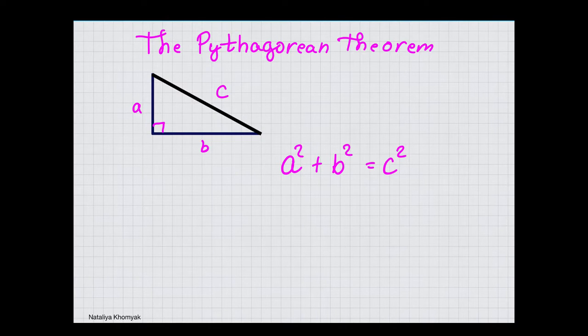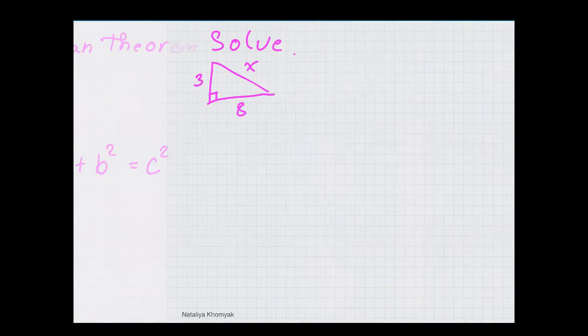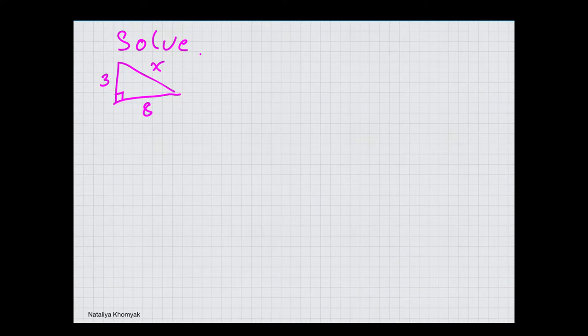The Pythagorean theorem: if you have a right-angled triangle, then hypotenuse squared is equal to the sum of the legs squared. A squared plus B squared is equal to C squared, and it's very important to remember that C is across the right angle, or across the corner of the triangle. So here we have to solve for x.